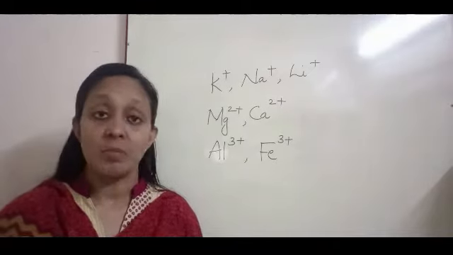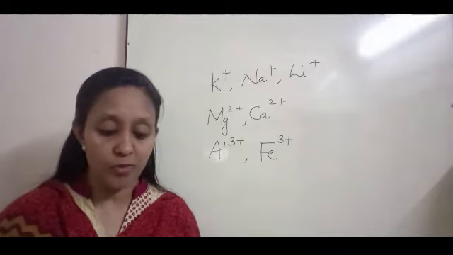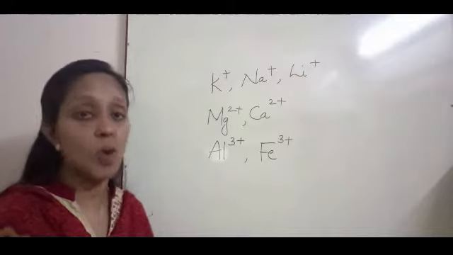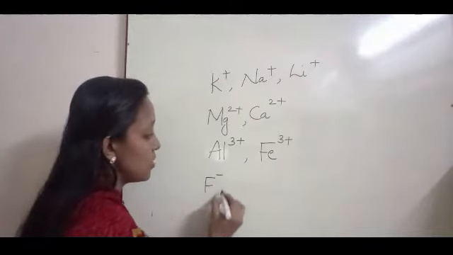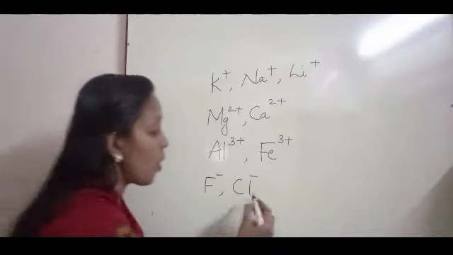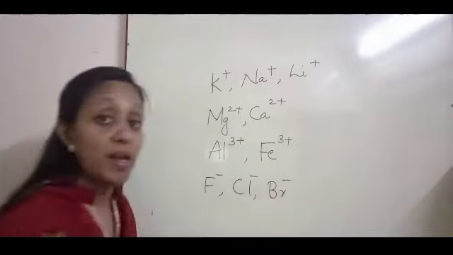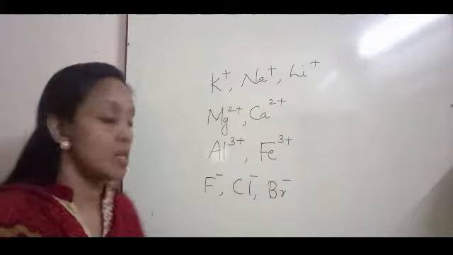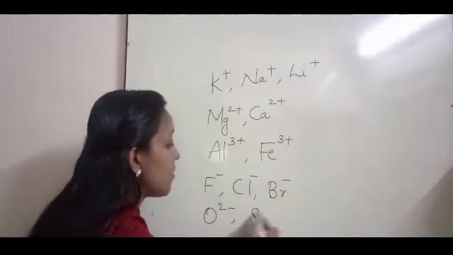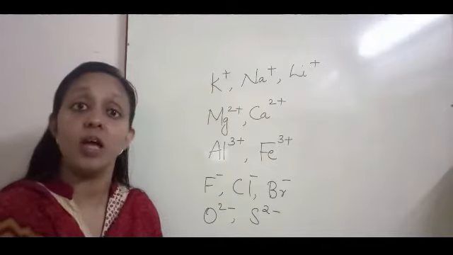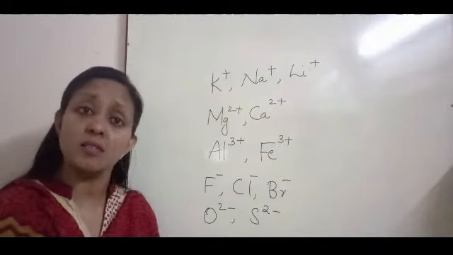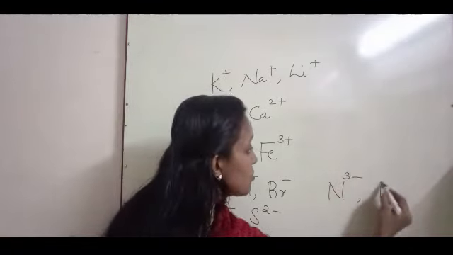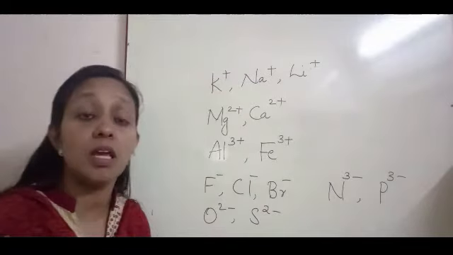Moving on to question number 6b. Name one ion for each of the following valencies. The first one, minus 1. Minus 1 valency. See children, fluoride, chloride, bromide. All these are with minus 1 valency. Now moving on to the next one, minus 2 valency. Oxide, sulfide, these are the elements with minus 2 valency. Now minus 3, which are the ones with minus 3? Nitride, phosphide, all these are with minus 3 valency.